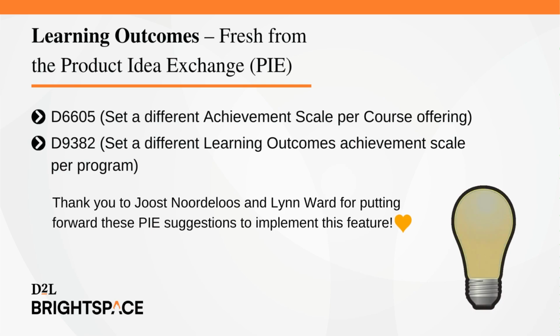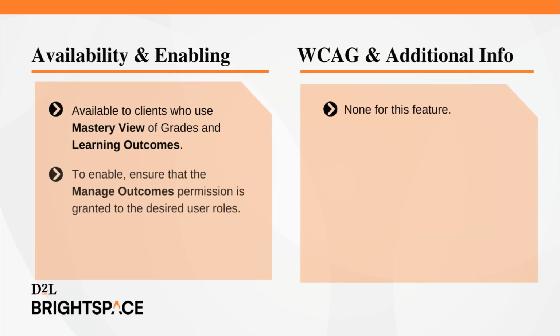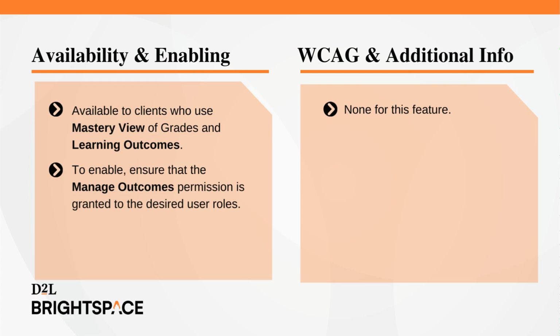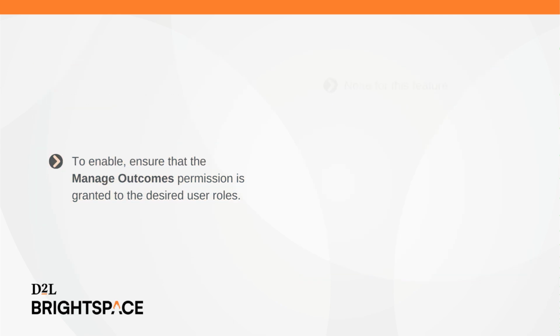The Learning Outcomes feature implements the following PI items. D6605, set a different achievement scale per course offering, and D9382, set a different Learning Outcomes achievement scale per program. Thank you to Joost Noordelus and Lynn Ward for putting forward these PI suggestions to implement this feature. This feature is available to all clients who use both Mastery View in Grades and Learning Outcomes. To enable, ensure that the Manage Outcomes permission is enabled for the desired user roles.